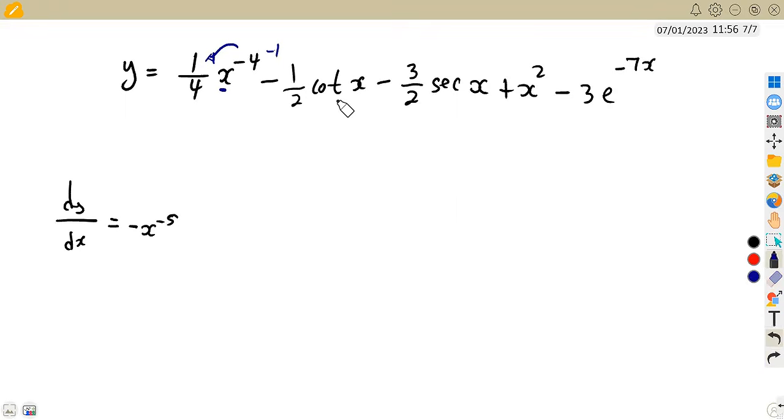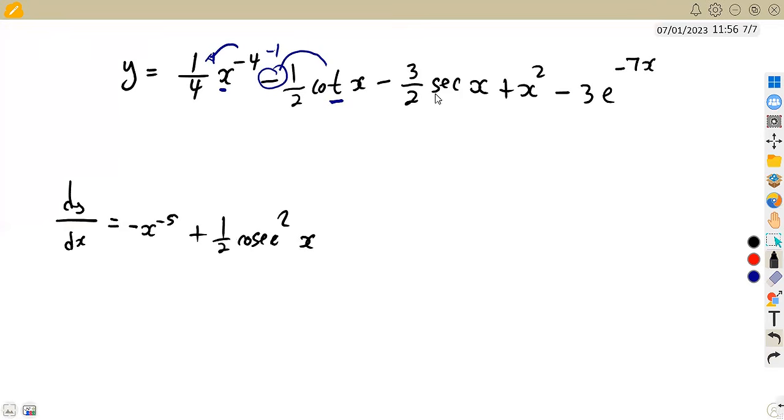Then we move on to this part where there's cot. Cot, we have it on our basic derivatives. Remember, cot gives us negative cosec. So here we are going to have negative, which is a positive. So we're going to have positive half cosec squared x. So that will be a cosec squared x in this case.